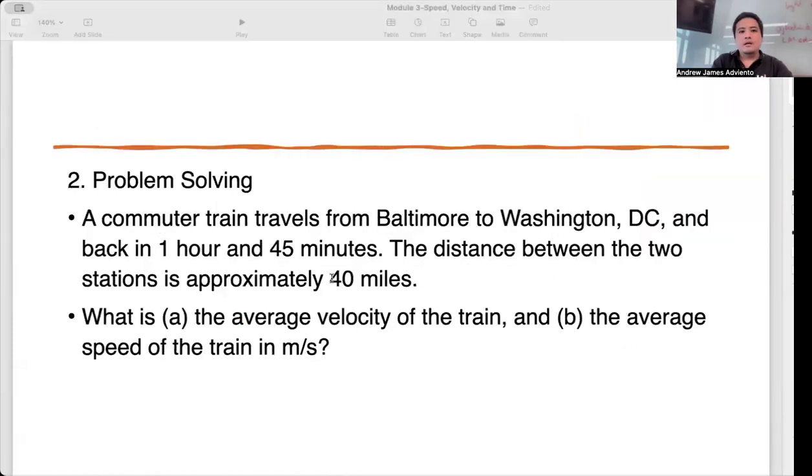In this problem, the commuter train travels to Washington, D.C. and back to Baltimore. Since it returns to the starting point, the average velocity is 0. However, because it covered a total distance of 80 miles, the average speed is not 0. This reinforces the difference between speed and velocity. I would like you to write your answer in the comment section.